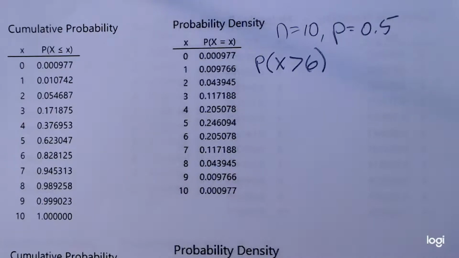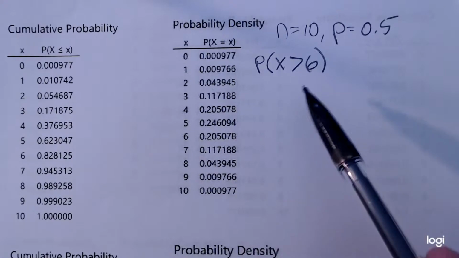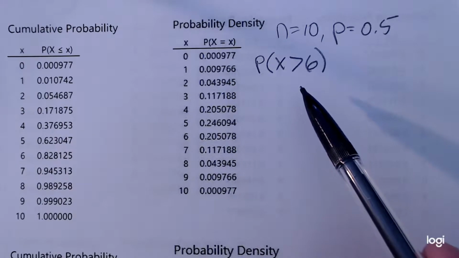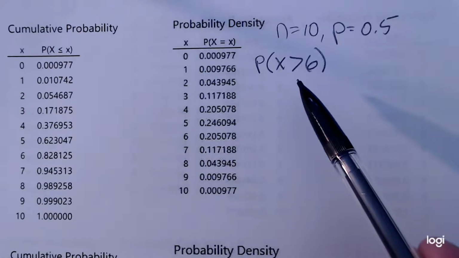I'd like to take a look at how to use the cumulative probability distribution table to answer a question for a greater than situation for the case when we don't have equality. I'm continuing my previous example where I have 10 births and I'm letting X, my random variable, be the number of girls out of 10 births.